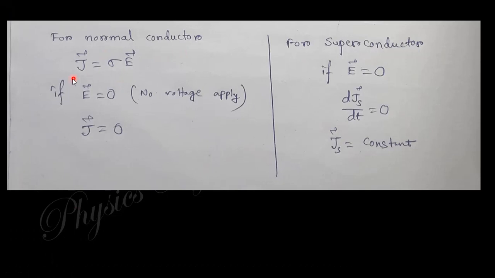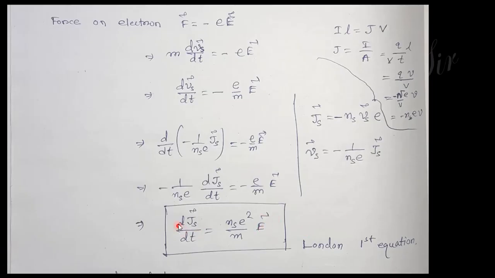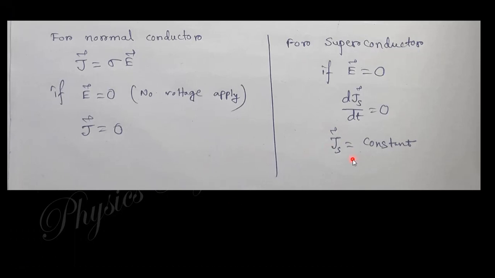For a normal conductor, you know J = σE. So if E = 0, J = 0. But in a superconductor, if E = 0, it means dJs/dt = 0, that is, Js is constant. So you can see mathematically that without any electric field, that means no voltage, a normal metal has zero current, but in the case of a superconductor with zero electric field, that is no voltage applied, the current density is constant. That means constant current flows through this superconductor.